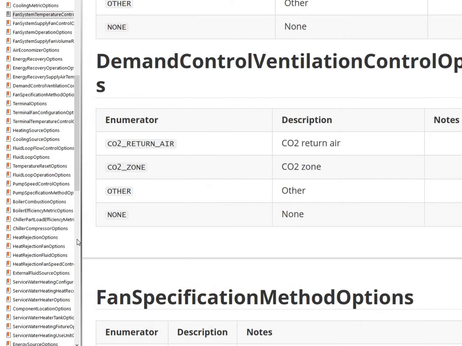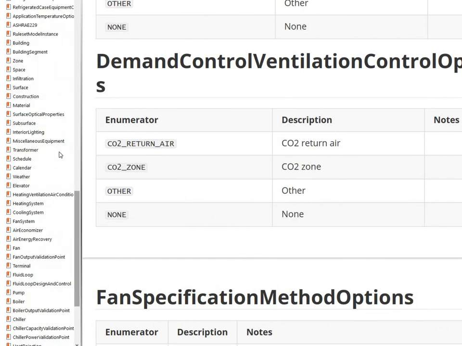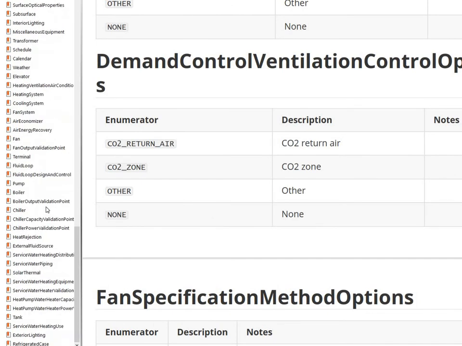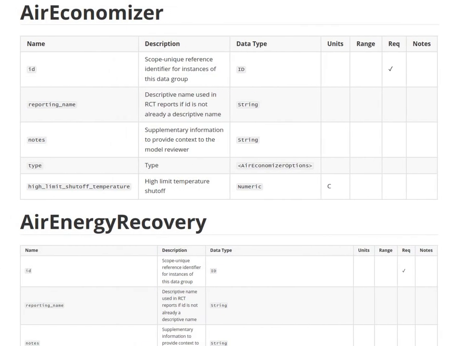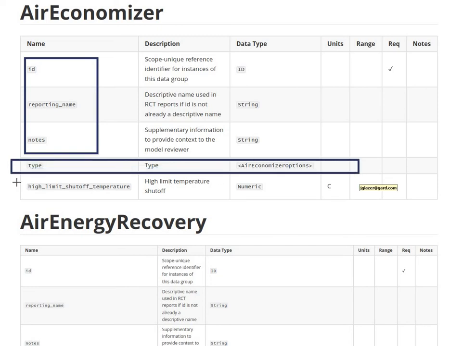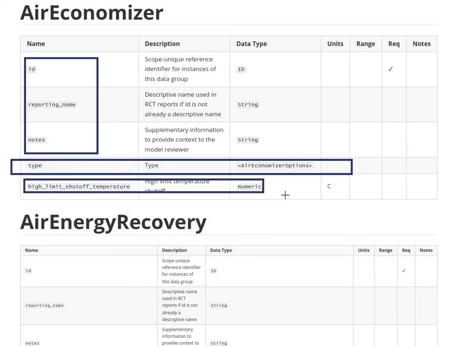Next, let's go on to look at the data group for AirEconomizer. There it is. Compared to the fan system, the AirEconomizer is actually quite a simple data group. Let me scroll to the middle here. So it has an ID, reporting name, and notes like all data groups. And then it really only has two other inputs. One is the type of economizer, airside economizer, and then the other is a high limit shutoff temperature.